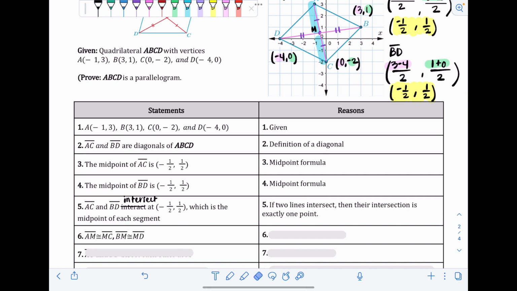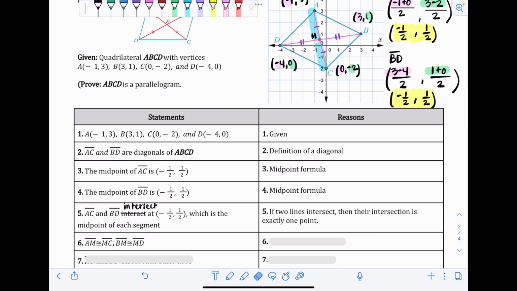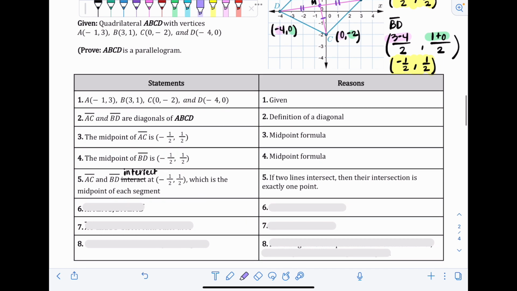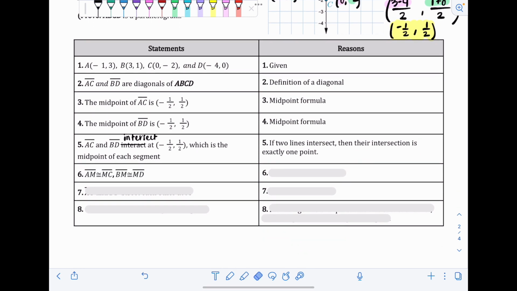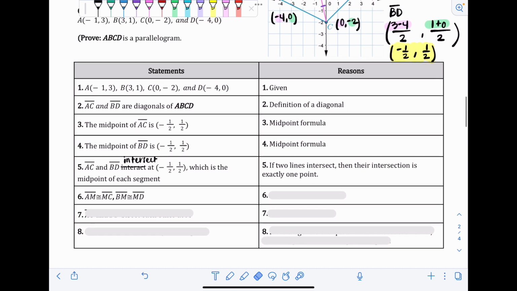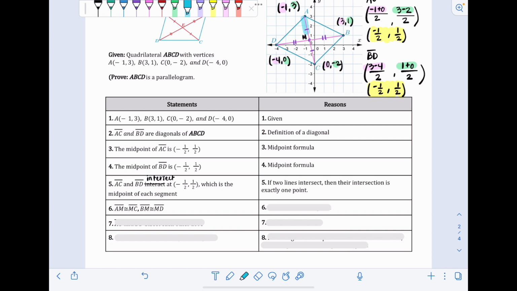So AM is congruent to MC, and then we can also do that on the other diagonal. Say BM is congruent to MD. So basically, each half of the diagonal is congruent to the other half, because that's what a midpoint does. It cuts a segment into two congruent halves. So AM is congruent to MC. That was this part. And then BM is congruent to MD, which is these two parts right here. And because that's just the definition of a midpoint, that's our justification: definition of a midpoint.